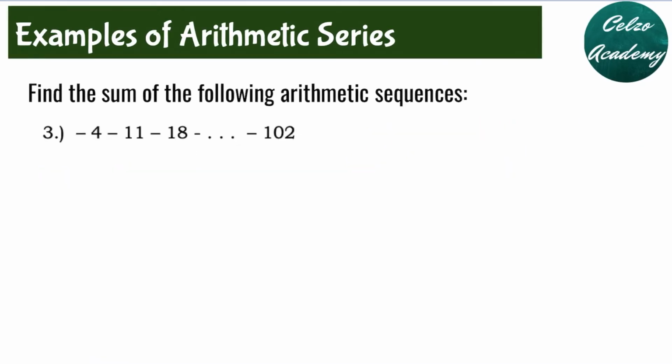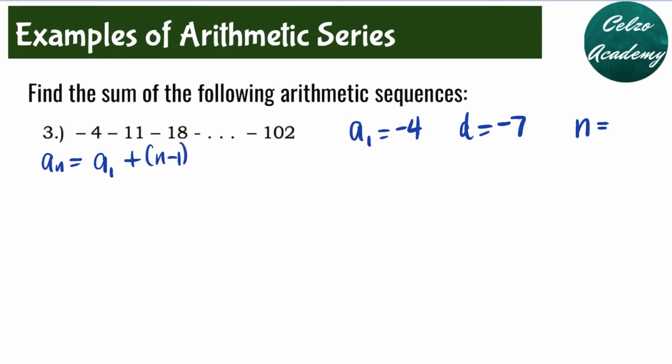Question number 3. Find the sum of the arithmetic sequence negative 4, negative 11, negative 18, all the way to negative 102. Our first term is negative 4. Our common difference is negative 11 minus negative 4, and that is negative 7. We don't know the n value yet, so we're going to use the arithmetic sequence formula a sub n is equal to a sub 1 plus n minus 1 times d.